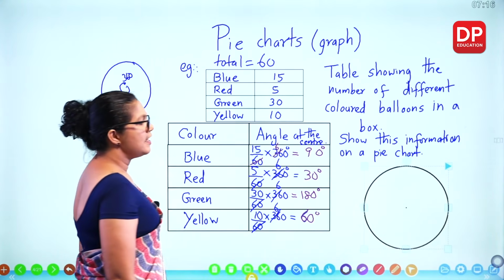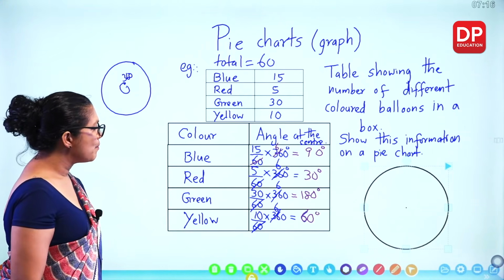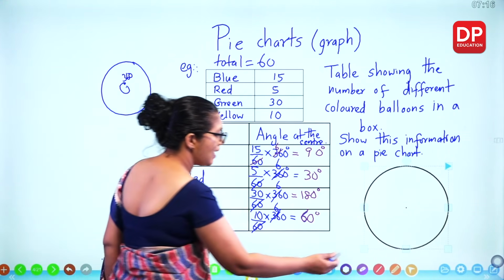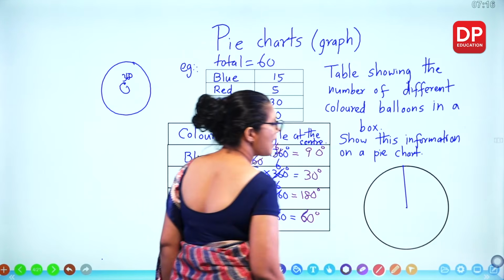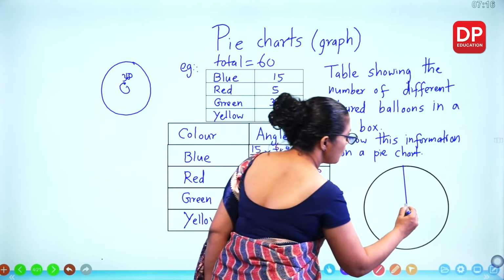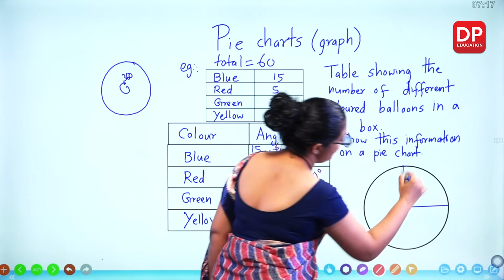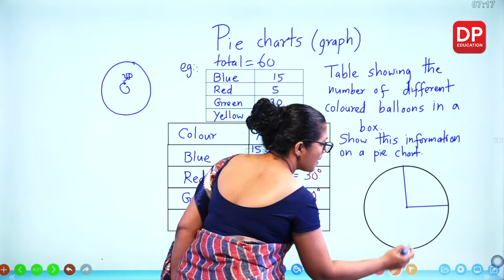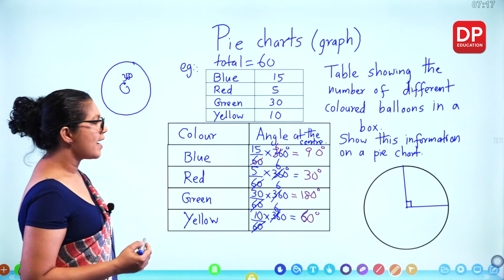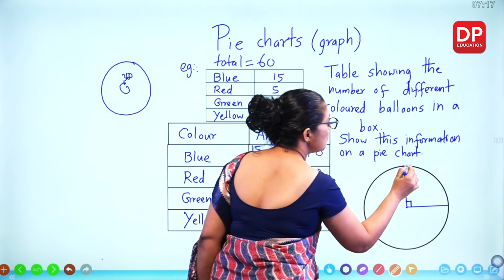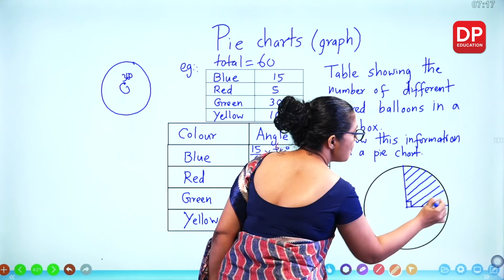So here we need to mark these angles. We can start from blue one. So I can draw a line there. First I can draw a line 90 degrees. 90 degrees, we know this is a horizontal and vertical line. So here I can mark this is 90 degrees. So this is blue one. I can either color this with blue, or I can use any symbol to represent blue color one.